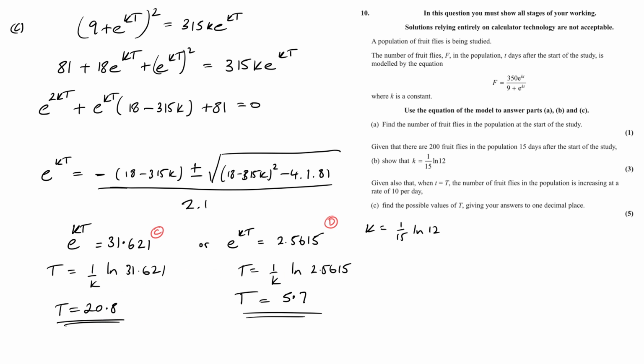If you couldn't think of how to rearrange it, remember you could just take logs of both sides and rearrange it that way. You'd still get the same answers.